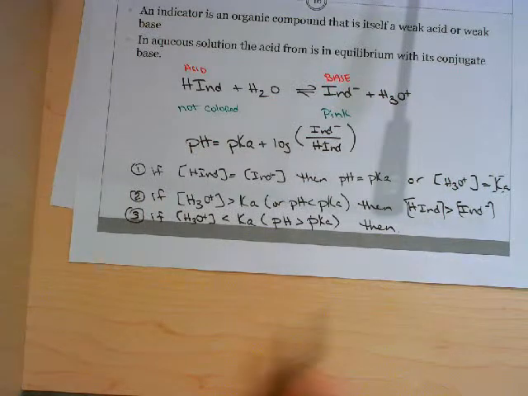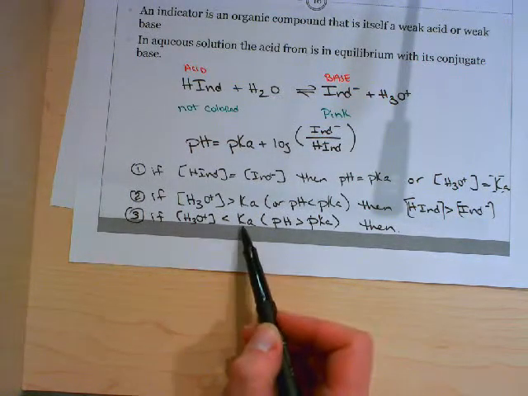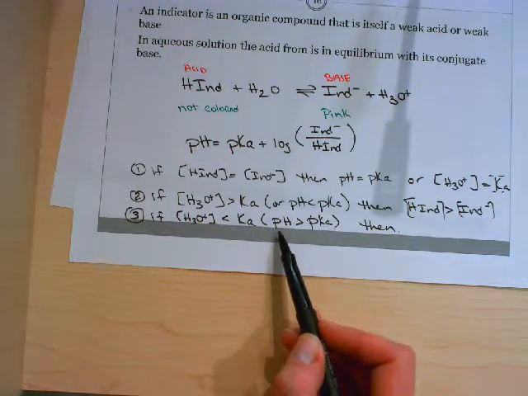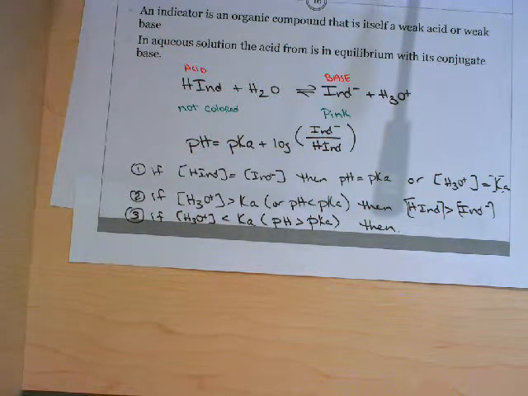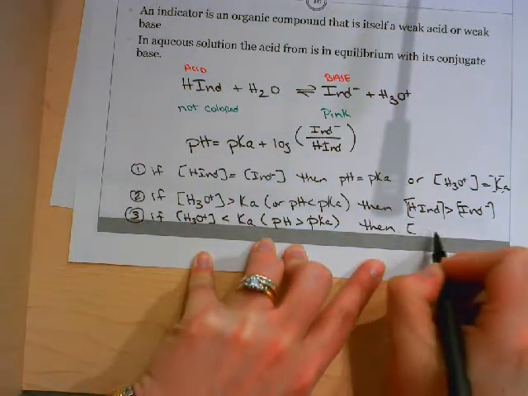Alright, now we're to the point where the acid is less than the Ka, or the pH has a value greater than the pKa. What's going on now with your solution? There is more base, in which case it is now, hopefully, pink.